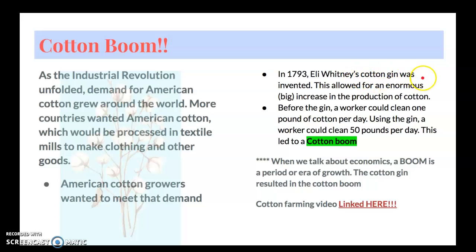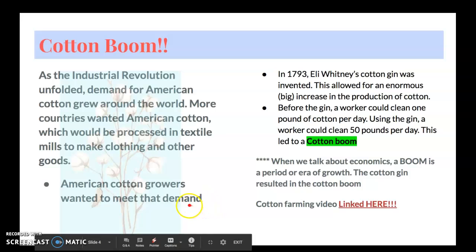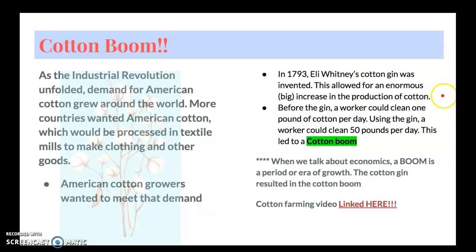So in 1793, Eli Whitney's cotton gin was invented. And what this did was allow for an enormous increase in the production of cotton. These cotton growers, these plantation owners, if they have a cotton gin to use, can increase their production by an incredible amount, which means they have more product to sell. Before the cotton gin was invented, a worker in the cotton fields could clean 1 pound of cotton per day. Using the gin, however, a worker could clean 50 pounds per day.